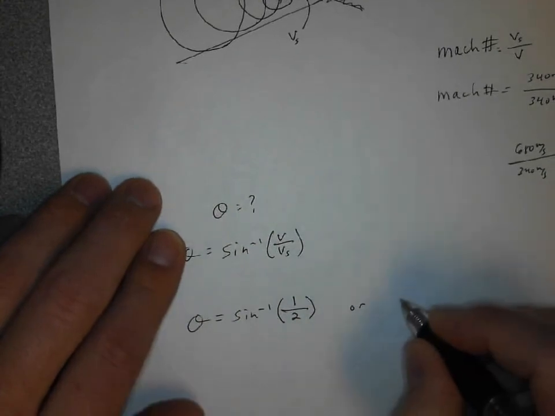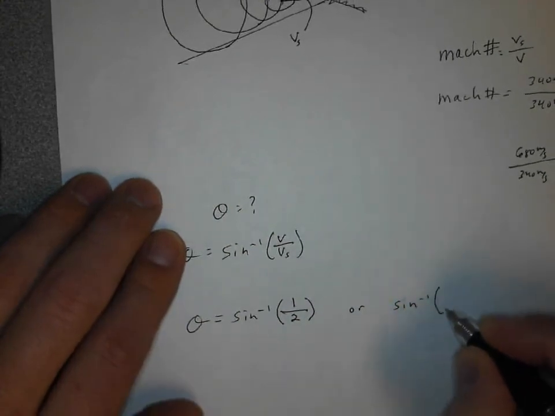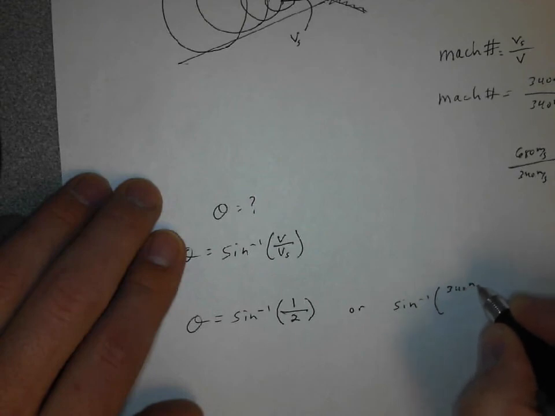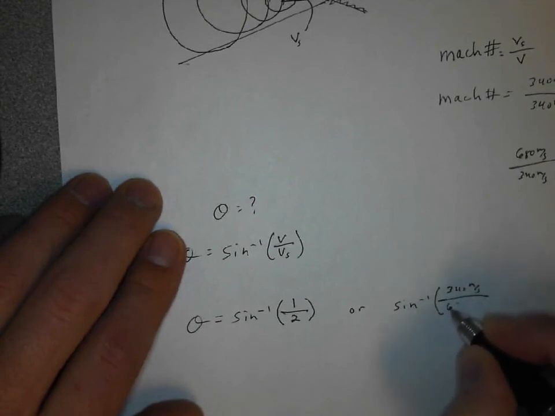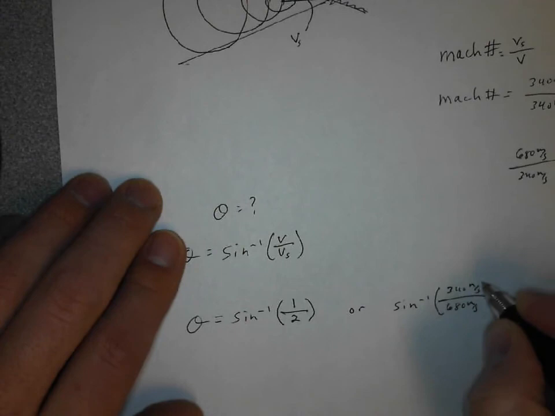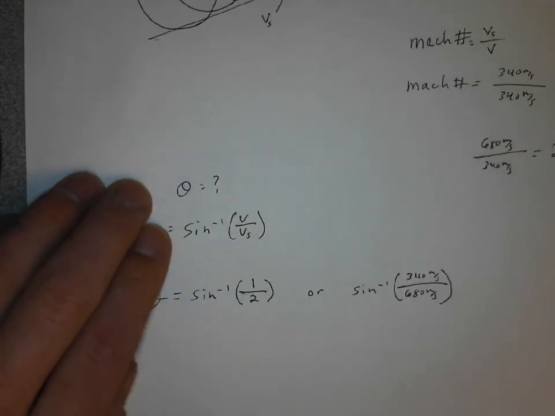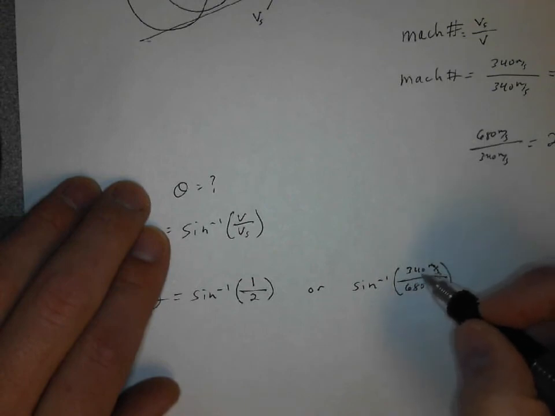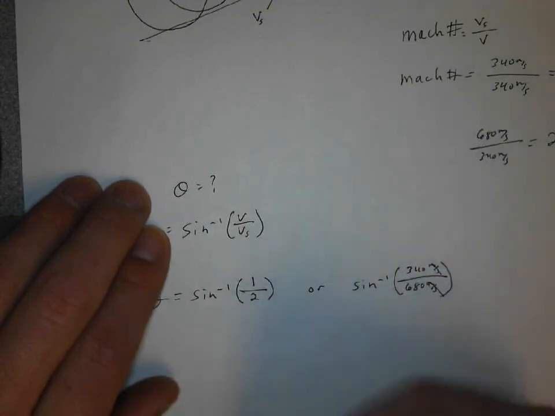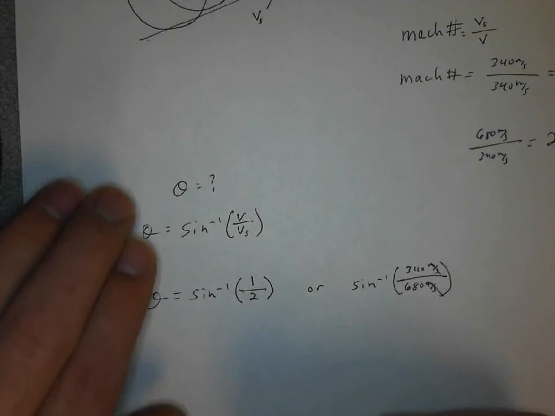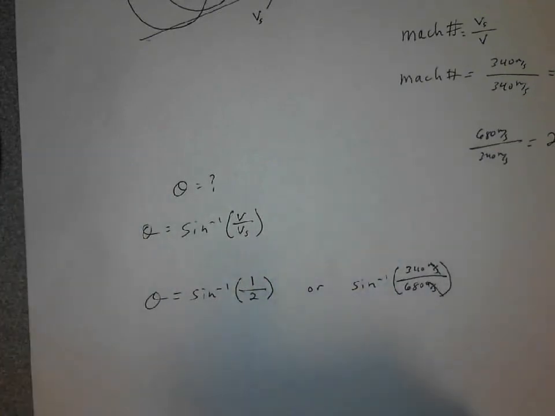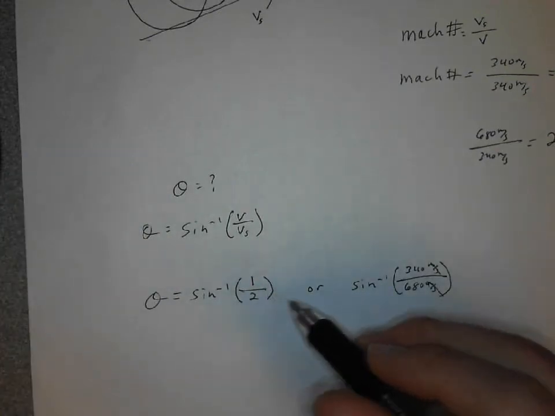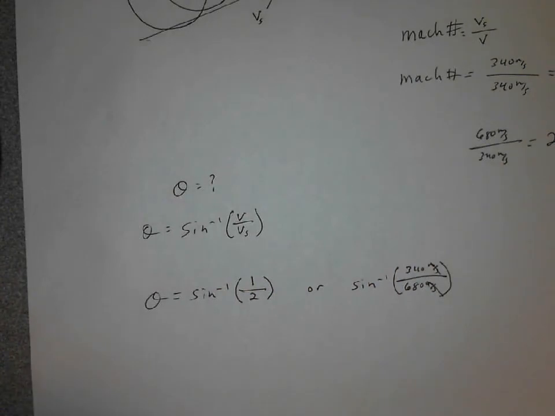Or I could write it as the inverse sine of 340 meters per second divided by 680 meters per second. And I get the same number. These cancel my units. 340 divided by 680 is 1/2, just like this, and I'm going to get the same value. So I can use this equation using either Mach numbers or standard velocities. Either way works. They're just a ratio.